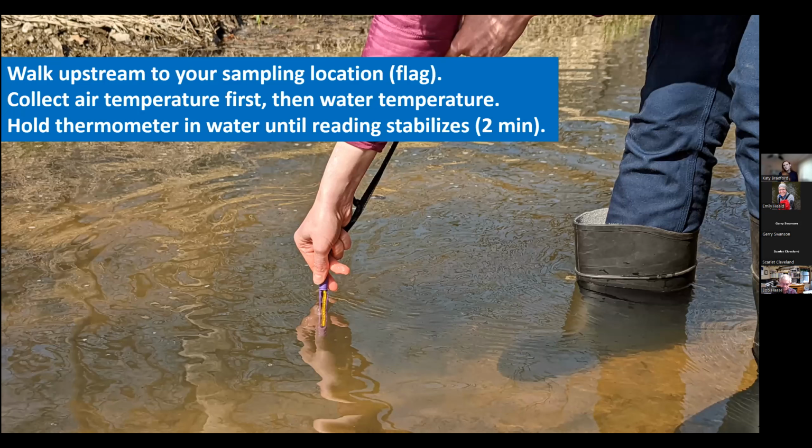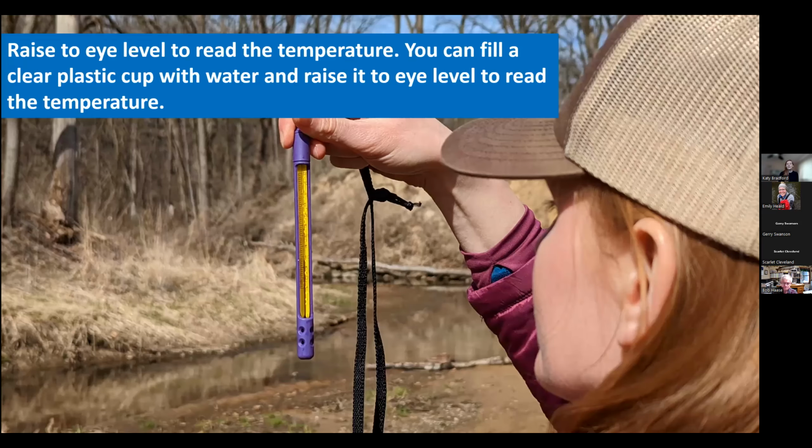So first collect the air temperature because the thermometer will take longer to adjust back to the air. So start with that first. Take the air temperature over the stream, making sure to hold the thermometer at eye level. And then take the water temperature. So to do this, you hold the thermometer in the water, low in the water column, so you're not just getting the surface water temperature, until the reading stabilizes. It can take 1 to 2 minutes for the reading to stabilize. And then you're going to raise it to eye level to read the temperature in Celsius. You can fill a clear plastic cup with water to raise it to eye level.